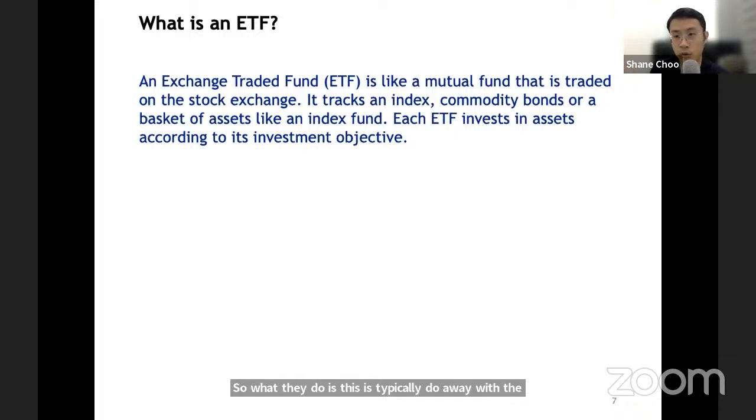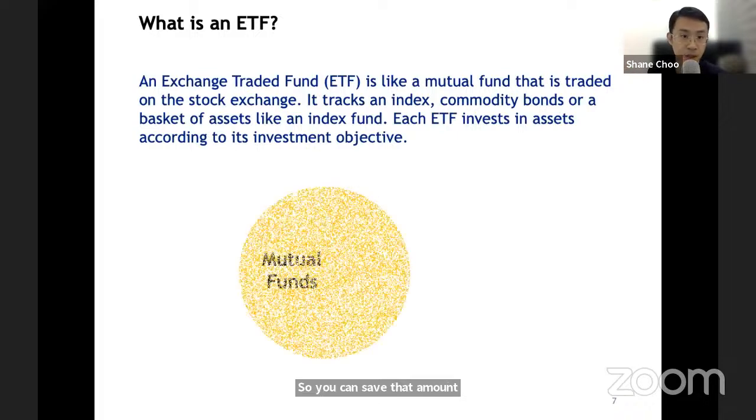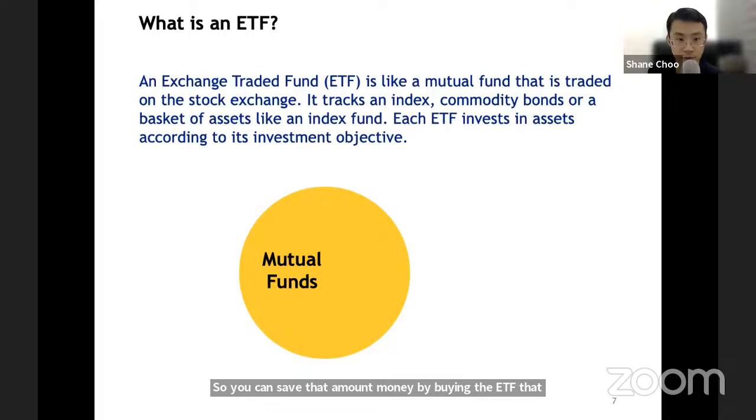So you don't have to go through a middleman like the unit trust agent or unit trust consultant to buy a unit trust, but you can also achieve the same objective by buying into exchange traded funds, which are passively managed. So if you buy the fund on the exchange, then you don't have to incur such a high, like 5%, initial sales charge to pay the distributor of the fund. So you can save that amount of money by buying the ETF that is passively managed.